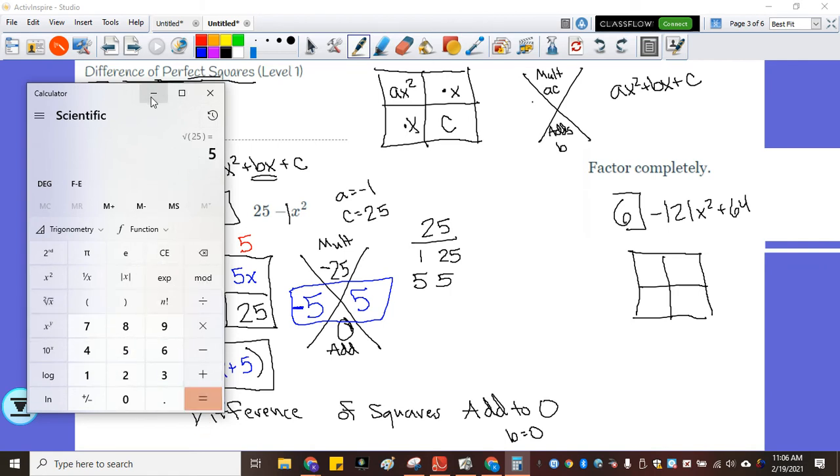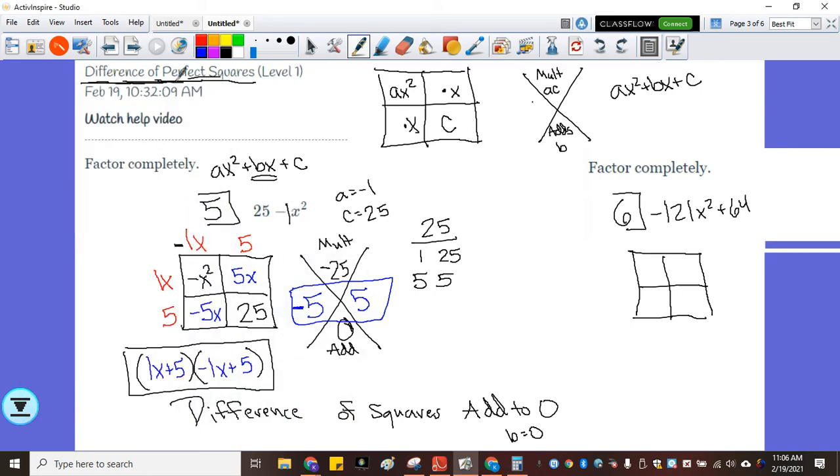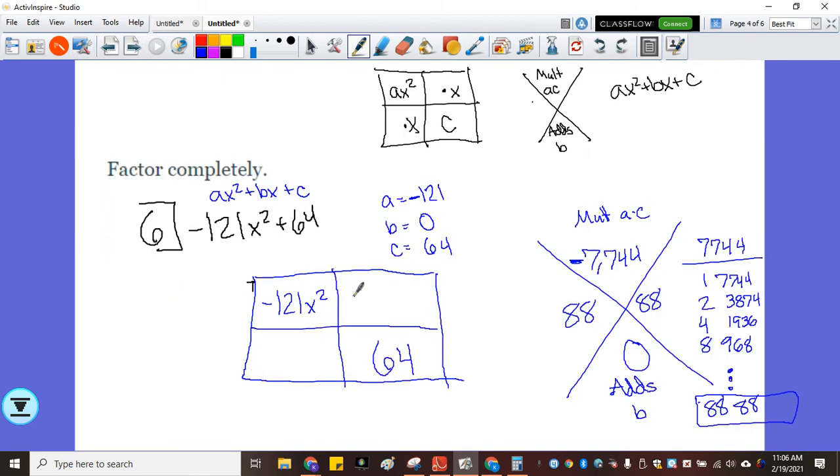You take the square root of that number. But it only works for perfect squares. So perfect squares is that square root. Okay. So we get 88. Don't forget to put an x with it. And 88. Don't forget to put x with it.